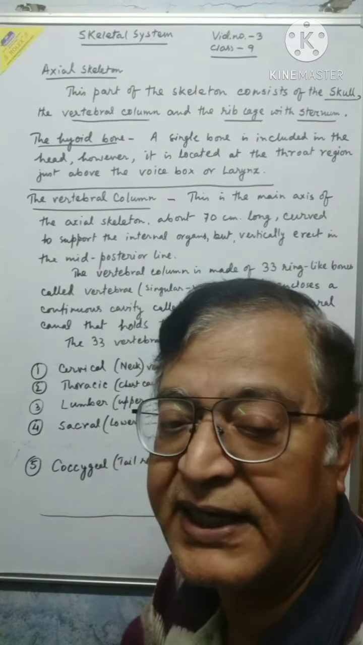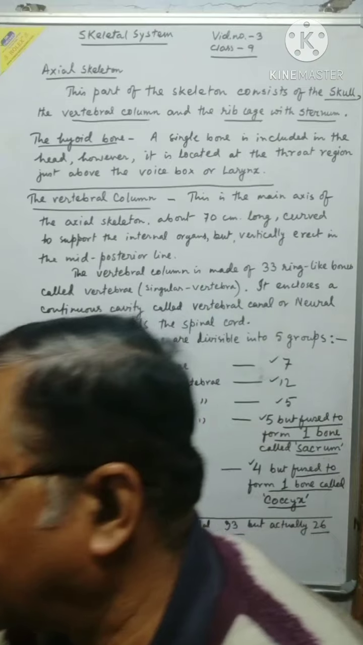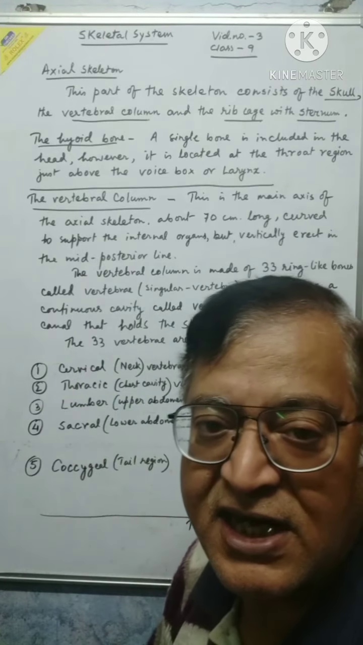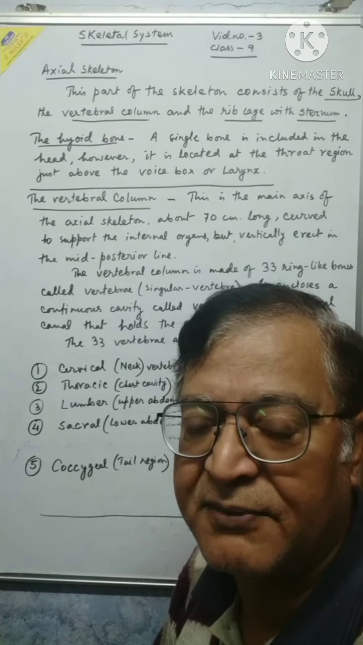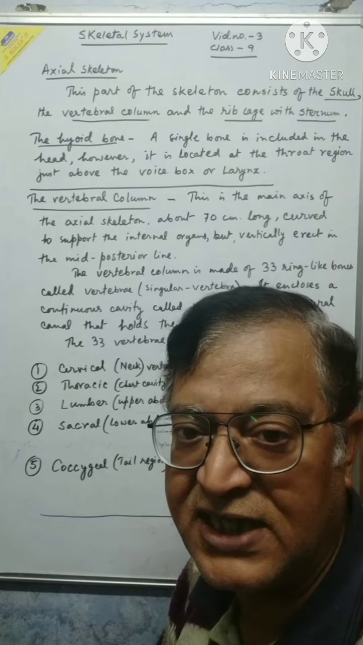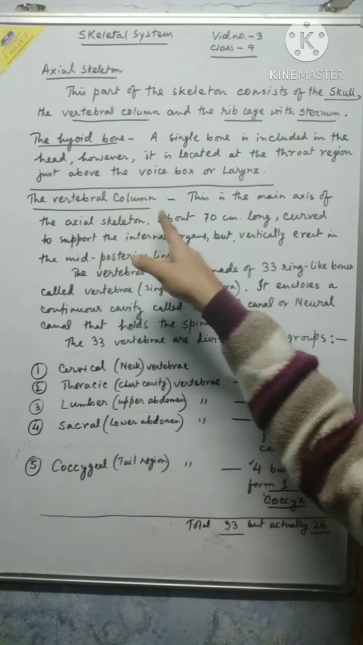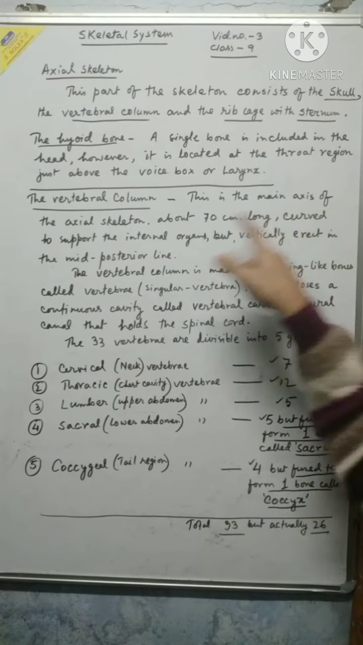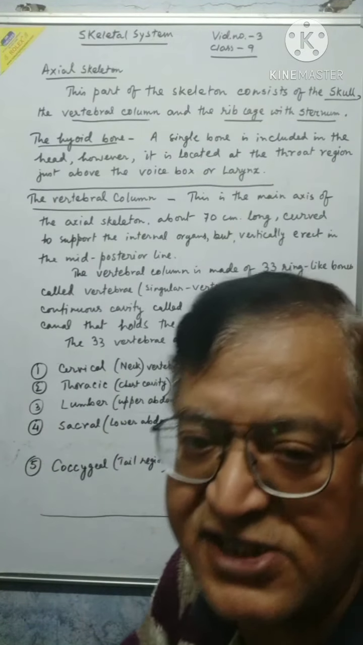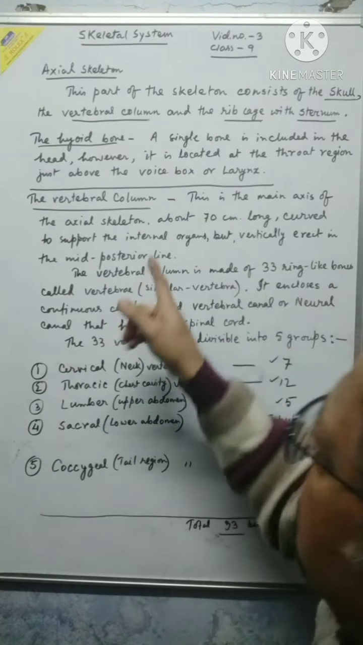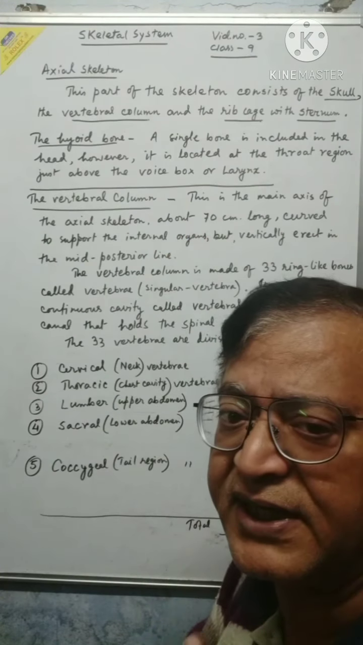The next part is the vertebral column. It is actually very complicated. The structural forms of the vertebrae and all those we will see later, but in this video, I will show the outline of the vertebral column. Let us see. Vertebral column. This is the main axis of the axial skeleton. This vertebral column makes the main axis of our body. It is about 70 centimeters in length.